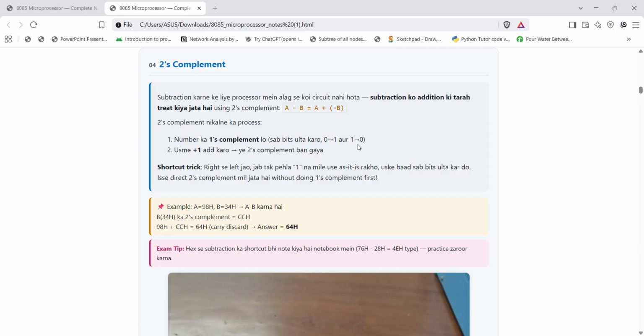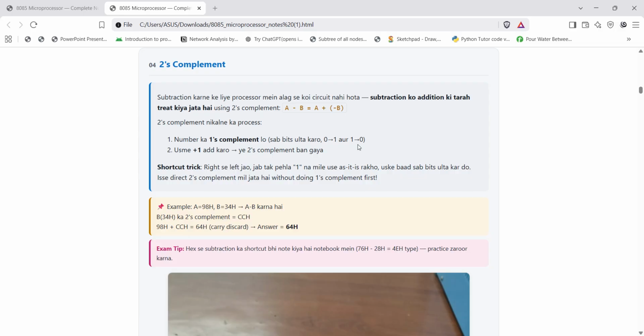Then we will add 1 to it. So 1 plus 1 is 0, carry 1, 1 plus 1 again 0, carry 1, 0 plus 1 plus 1, and then 0 0 1 1. So 1100 comes out to be 2 to the power 3 plus 2 to the power 2, that is 12, and 12 is basically C. On the right side also C, so CCH will be your output. Okay, so that is the hexadecimal system.